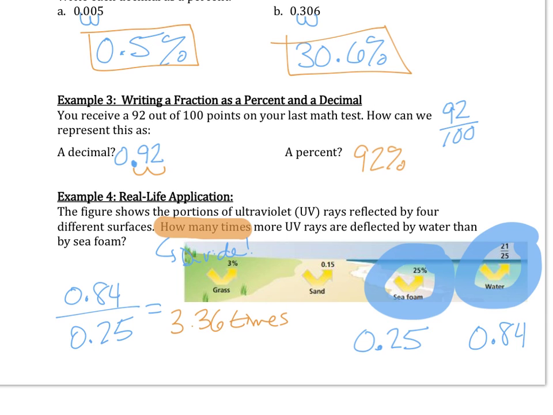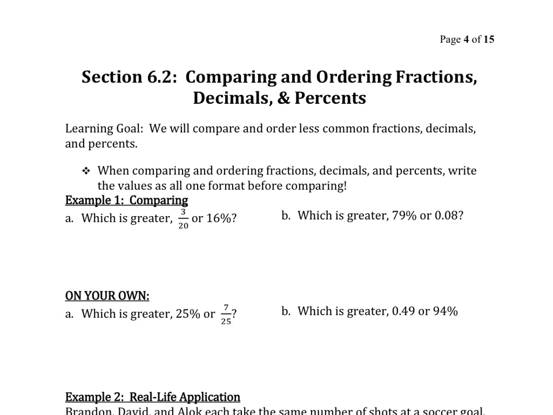After we type that in, it's showing us that the water reflects 3.36 times more UV rays than the sea foam. Now, this whole idea of changing fractions to decimals and percents to decimals and vice versa is going to help us out a lot for section 6.2. This entire section is just about comparing and ordering fractions, decimals, and percents.